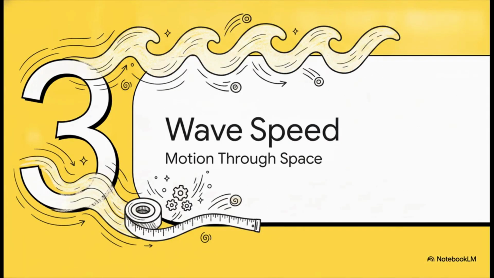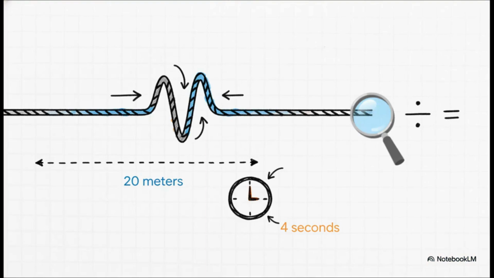Let's move to part 3 and see how this all builds, understanding wave speed. Think back to our rope again. When you create a wave, that pulse actually physically travels away from you down the length of the rope. Wave speed, represented by a lowercase v, tells us exactly how fast that wave is moving. The beautiful thing about physics is that speed is always just distance divided by time. So if your wave pulse travels 20 meters down the rope in 4 seconds, you just divide 20 by 4, which gives you a wave speed of 5 meters per second.